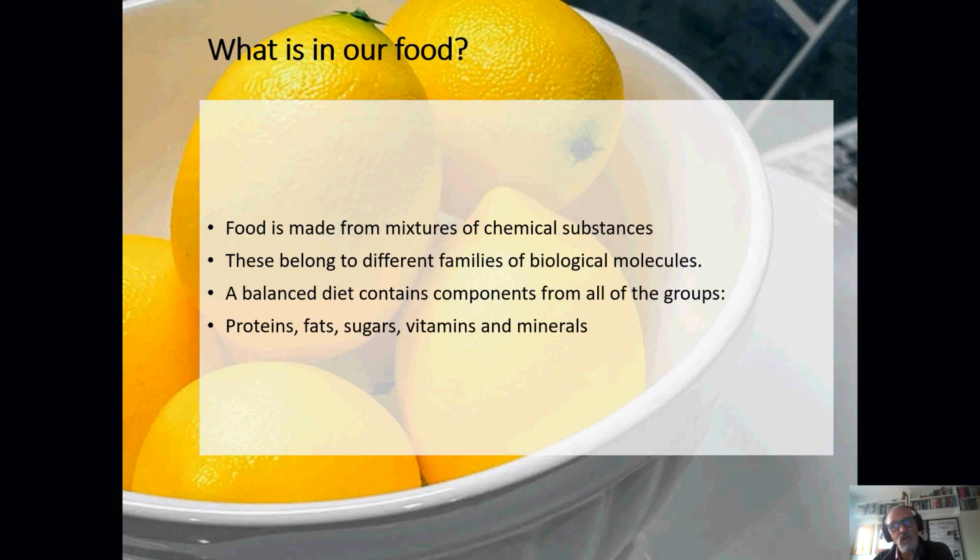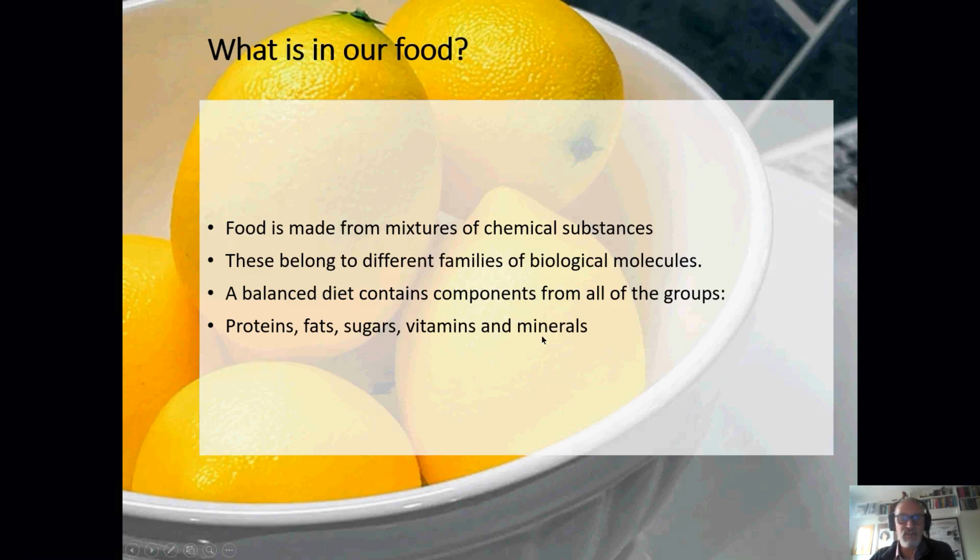The whole thing here, though, is this idea of balance. So we need a balance of all of these different components, and these components come from different food groups and different types of food, whether it's fruit or vegetables. So we've got proteins, we've got fats, we've got sugars, we've got vitamins and minerals.